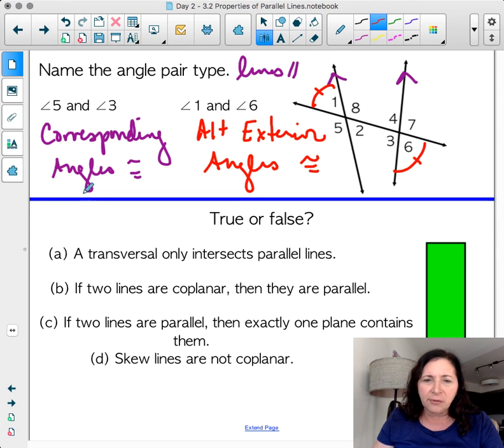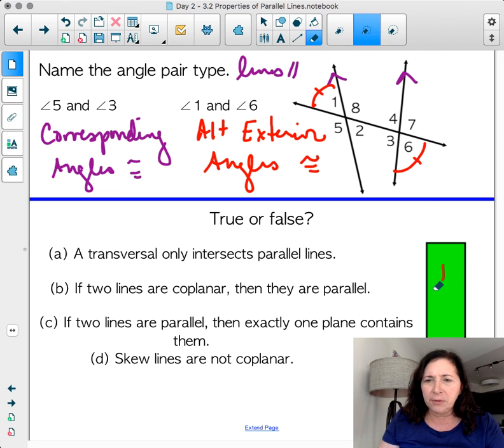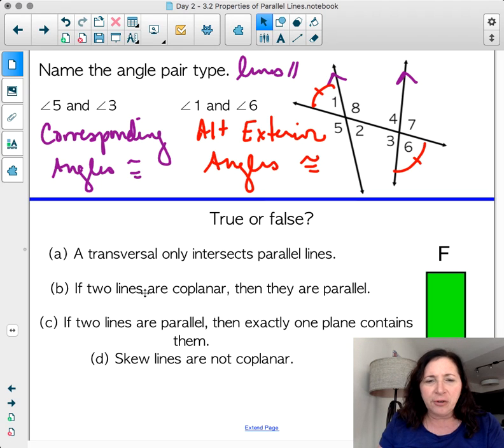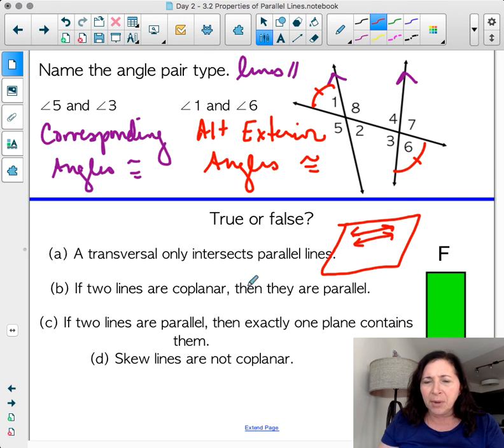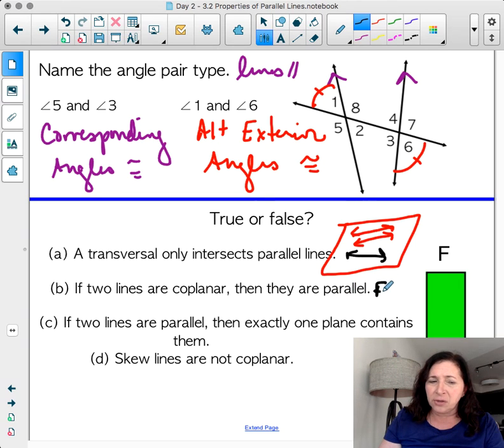True or false? A transversal only intersects parallel lines. Not true. So that would be false. Let's see, whoops. I'm pretty sure there's an answer behind there. I think. Okay, if two lines are coplanar, then they're parallel. I would say that's false, because you could have two lines that are parallel and coplanar. But that doesn't necessarily mean that I can't have another line inside the plane that is coplanar but is not parallel. So I would say that one's also false.